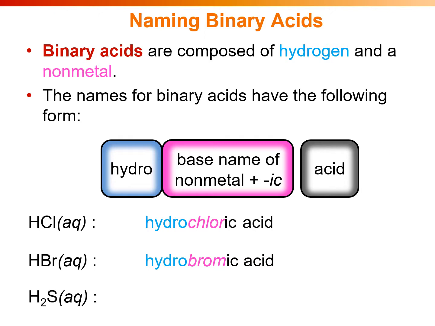And there's room on the slide for one more, so let's take a look at this guy. So what do we have here? Well, our nonmetal is sulfur. And this one's just a little tiny bit tricky, not bad, because its base name is actually going to be sulfur, which means we're going to add that ic ending to the word sulfur, making it sulfuric. We're also going to go ahead and add that hydro to the beginning and the acid to the end, and we can name this guy hydrosulfuric acid. And that, my friends, is how you name binary acids.